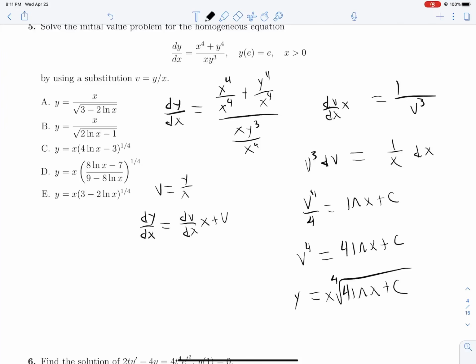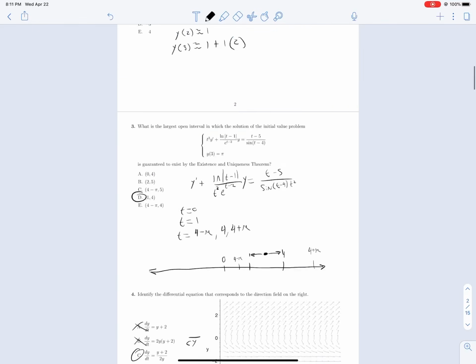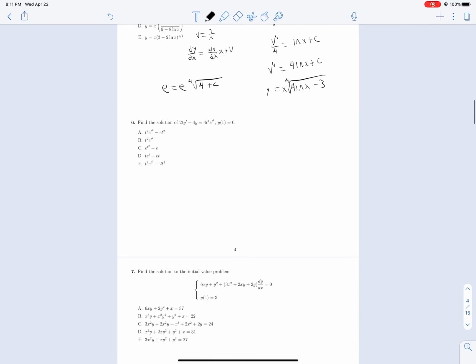So e is equal to e times the fourth root of 4 ln e, which is 4, and then we want this whole thing plus c to evaluate to 1. And so c has to be -3. C is -3. So we can plug that in, and we have our explicit solution there. We've gotten answer choice C.